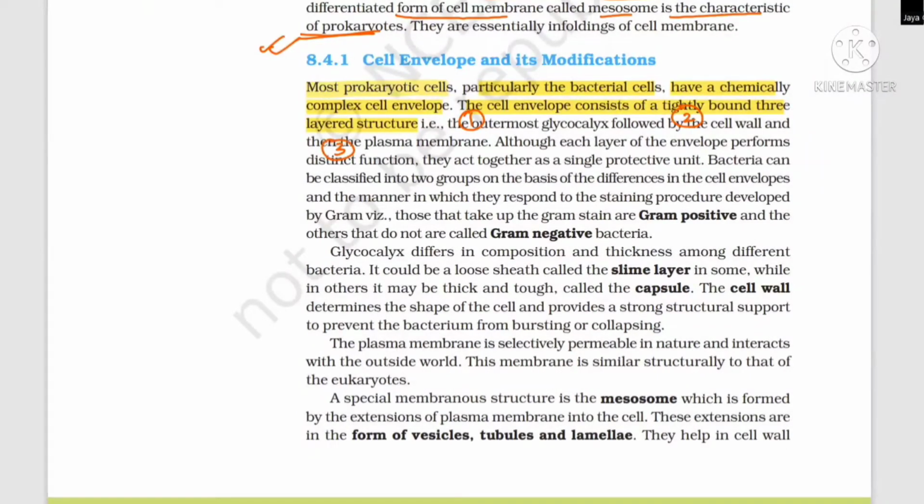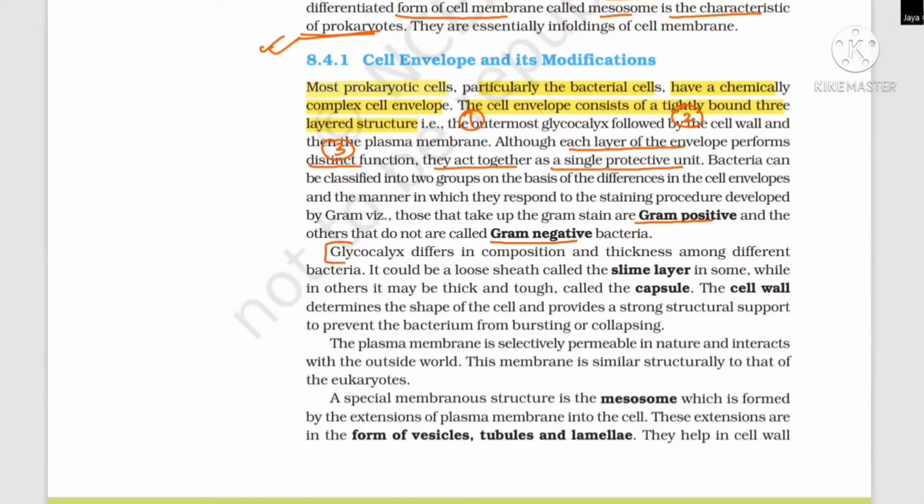Each layer performs a distinct function, but together they act as a single protective unit. Now, depending upon the staining procedure, they classify bacteria into two categories, gram positive and gram negative. Which retain the color, we say gram positive; which lose the color, we say gram negative.